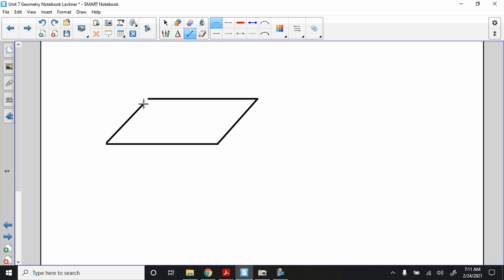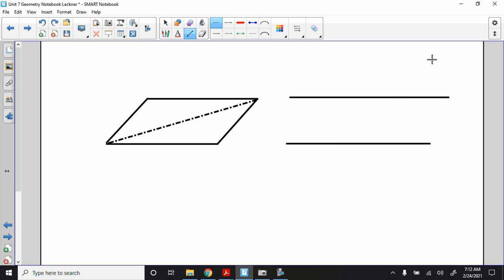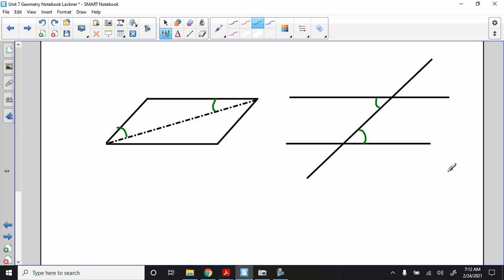So what you need to see on the parallelogram is something like you need to be able to see this information here. Back in Geometry A, we talked about parallel lines and a transversal. And we talked about alternate interior angles are equal. That's true here. So what you need to know is that these two on the same side of the transversal are not equal on a parallelogram.